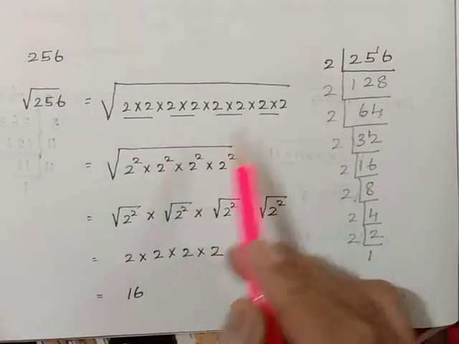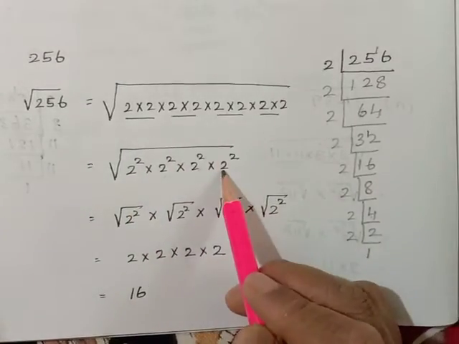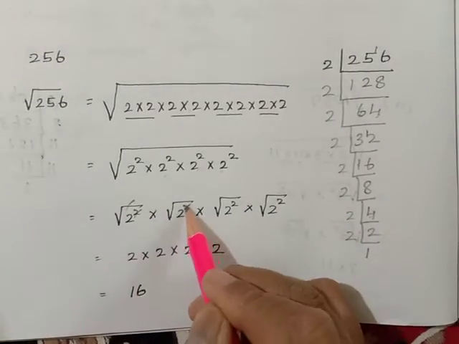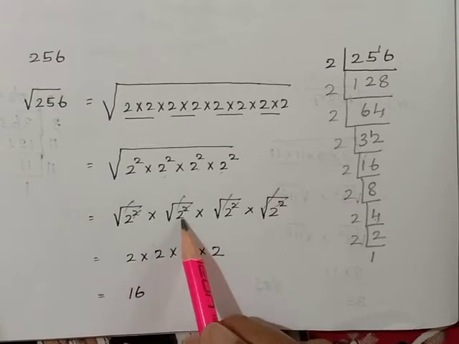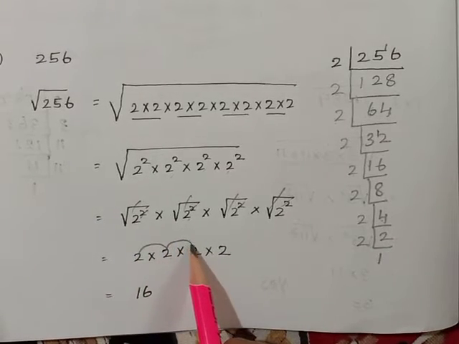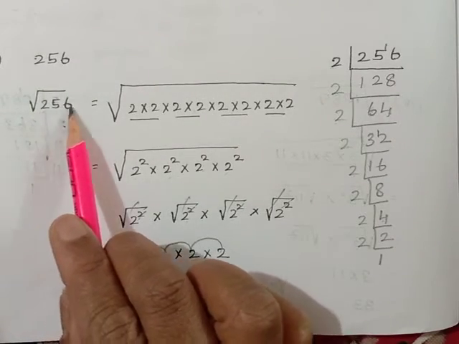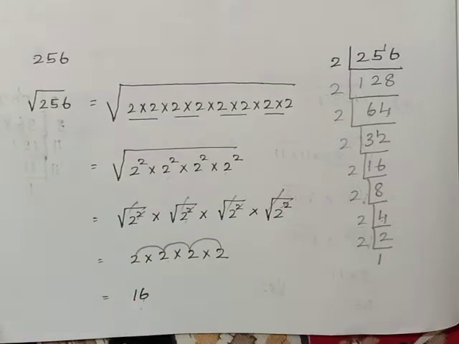Now we can divide them into pairs. 2 into 2 can be written as 2 square, 2 square, 2 square, 2 square. Now we can separate the root and write down. The square and the root cancel. Therefore remaining is 2 into 2 into 2 into 2. 2 twos are 4, 4 twos are 8, 8 twos are 16. Therefore the square root of 256 is 16. When you multiply 16 into 16, your answer will be 256.